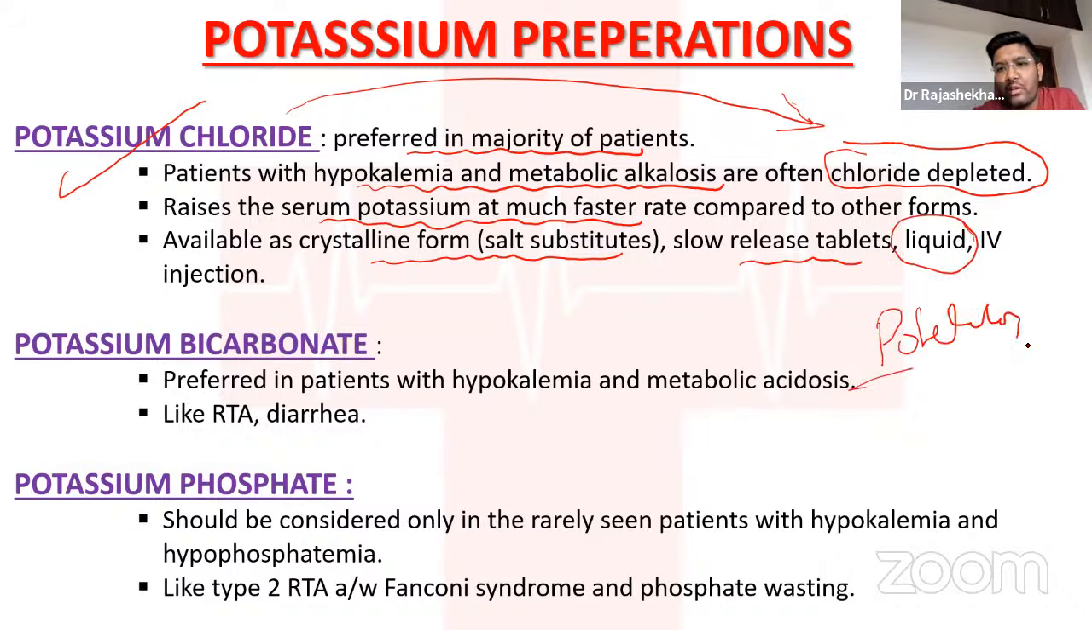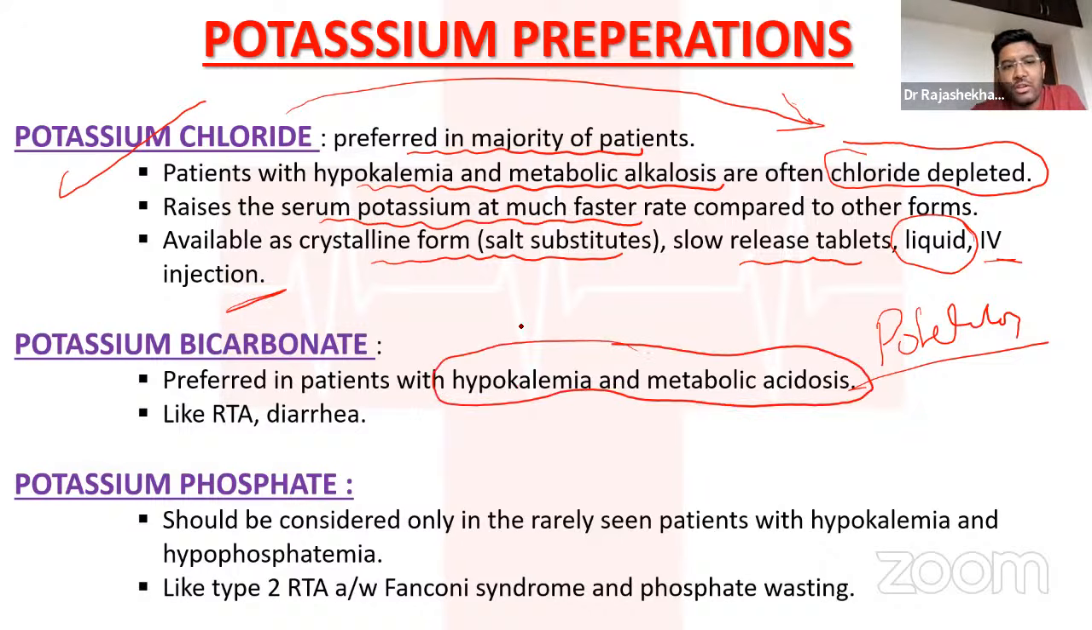You might have heard the name. And similarly, the potassium chloride injection is available. Potassium bicarbonate is preferred when the hypokalemia is coexistent with metabolic acidosis, like RTA and diarrhea. And if coexistent hypophosphatemia is there, like in DKA, alcohol withdrawal, type 2 RTA, Fanconi, this can be given potassium phosphate, so that you are covering both phosphate and potassium in your patient.